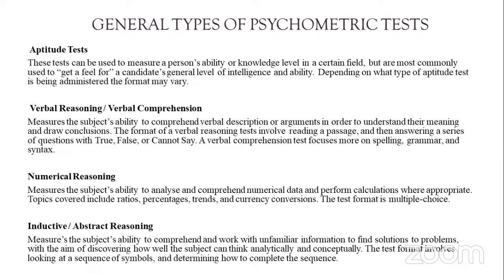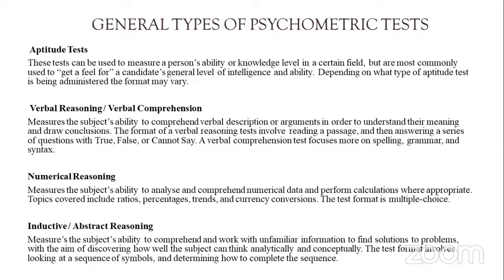The format of the aptitude test being administered may vary depending on the test or the field that we are measuring. The second is verbal reasoning. It measures the subject's ability to comprehend verbal descriptions or arguments in order to understand their meaning and draw conclusions. This usually involves reading a passage and then answering a series of questions with true, false, or cannot say. The next type of test is numerical reasoning.